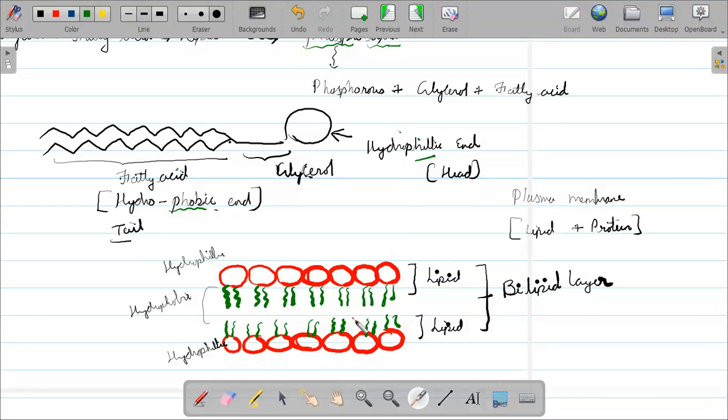Up to this, we have focused on chemical composition. Any doubt in the previous class?